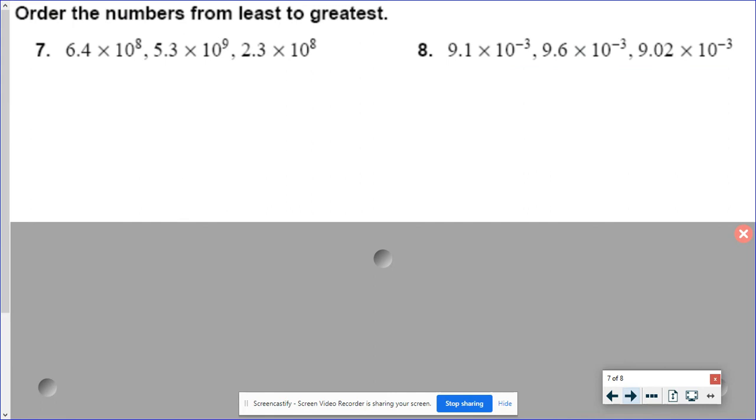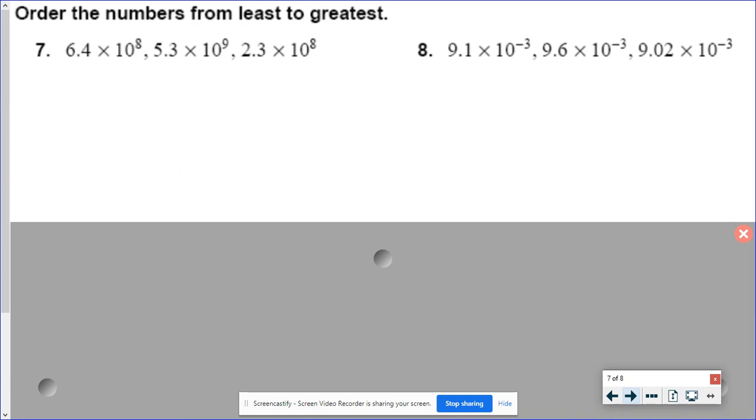For these last couple of problems, putting these numbers in order from least to greatest, it's going to start with the exponent on the 10. The bigger the exponent on the 10, the bigger the number is. If the exponents match, then we have to look at the factors. But when we're looking at just size in general of these numbers, I worry much more about the exponents.